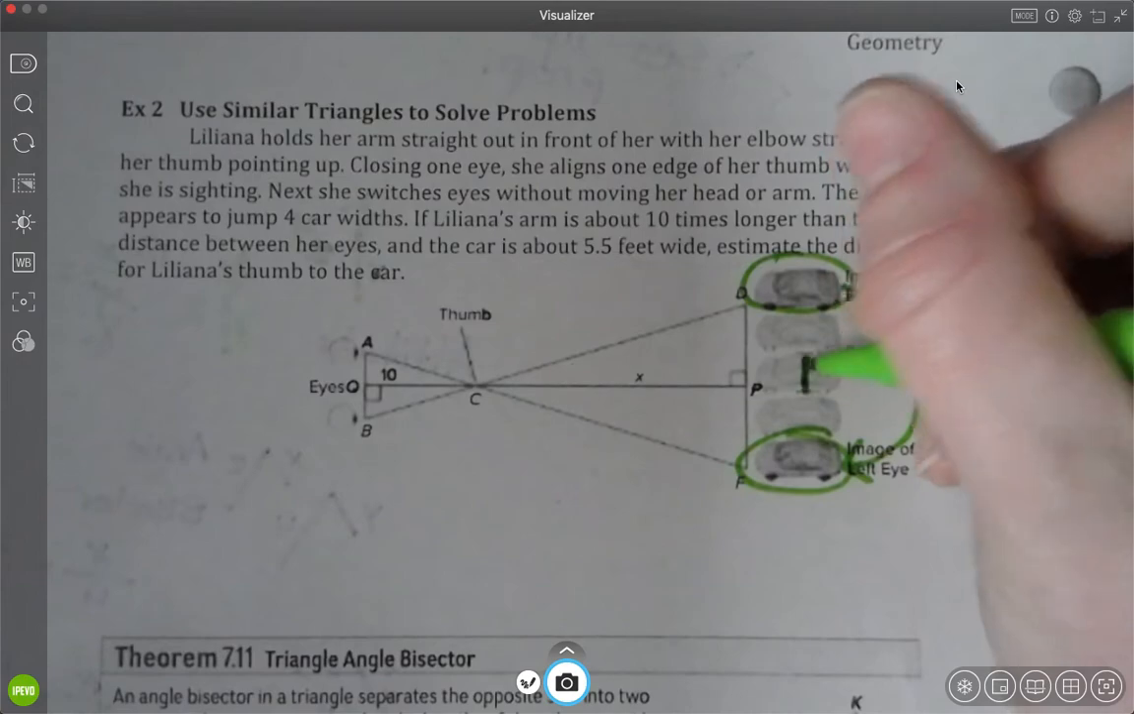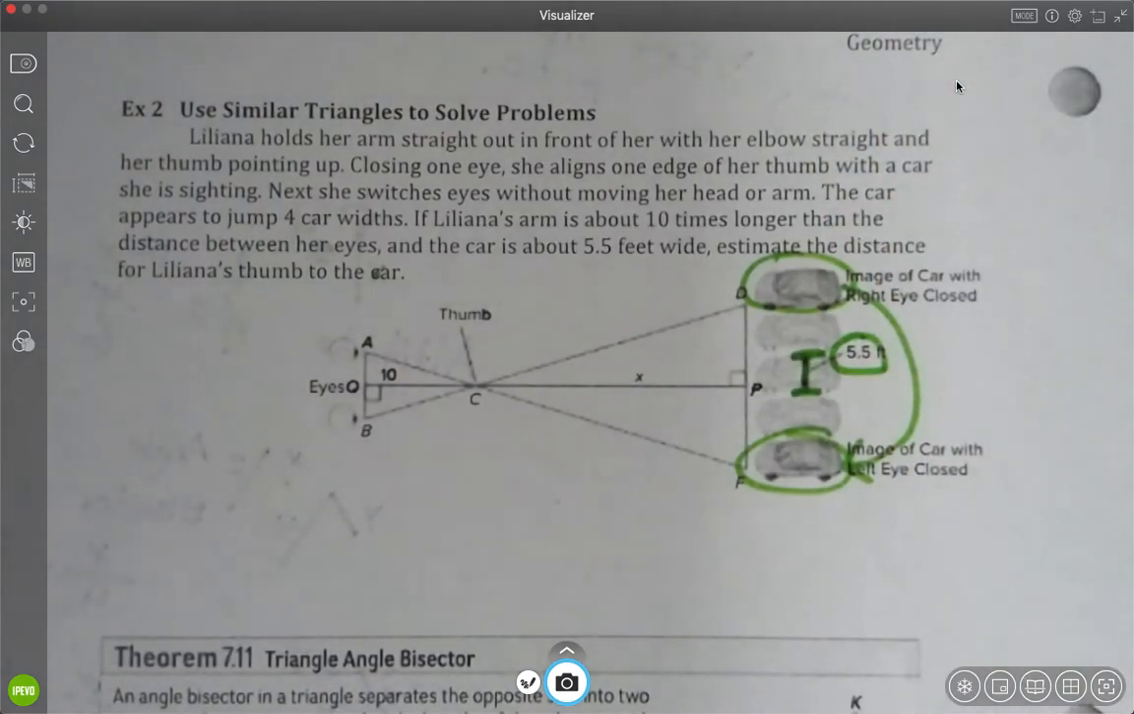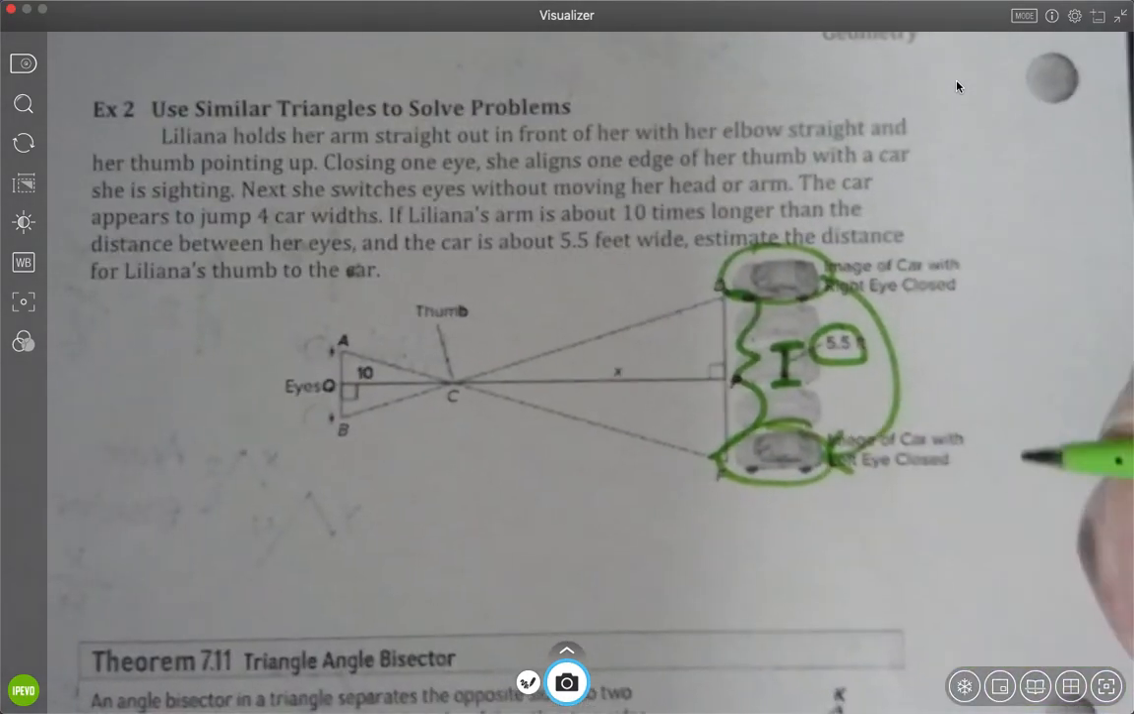5.5 feet. Okay? So keep that in mind. Just one car length is 5.5 feet. So keep that in mind. Okay? All right, the car appears to jump 4 car widths, okay? So when it jumps 4 car widths, what does that tell me? 5.5 times 4.